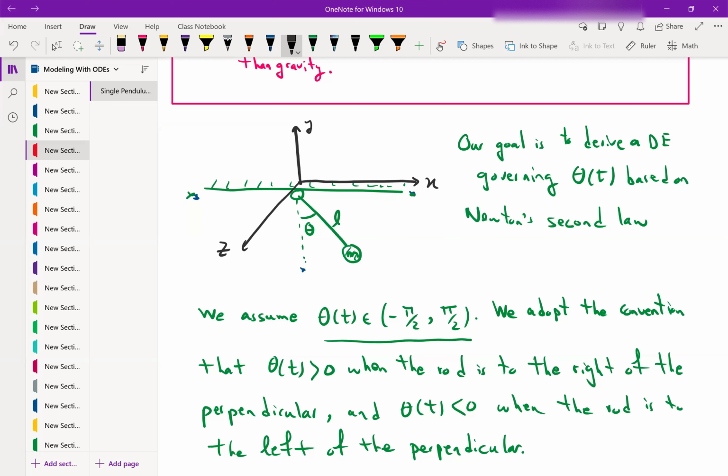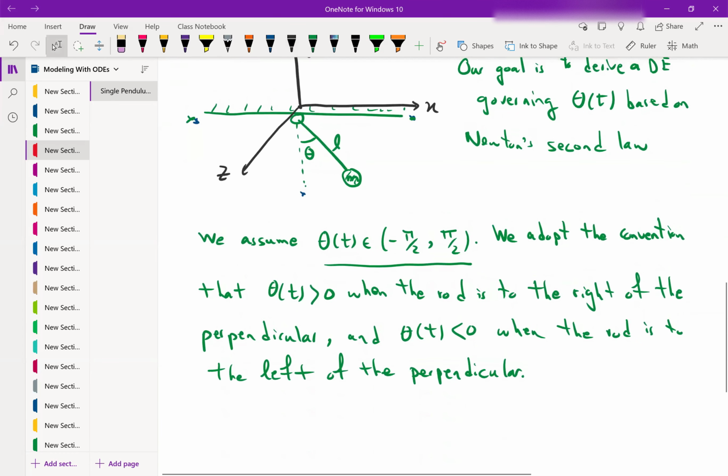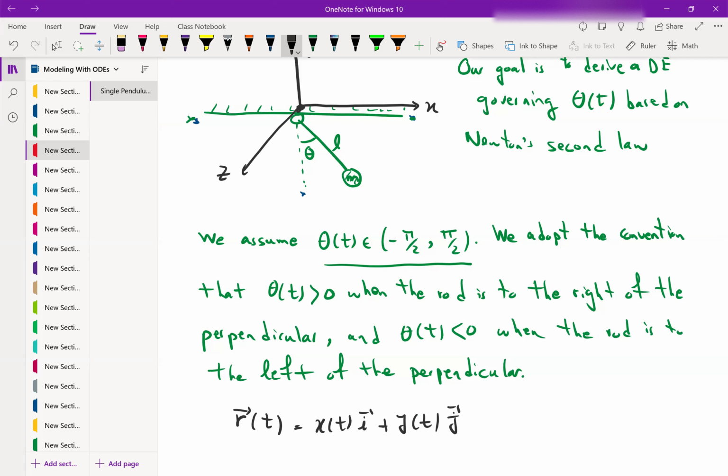And now I'm going to introduce the notation for position. I'm going to denote the position vector as usual, I think I always denote it by r of t. The position vector is the vector that connects the origin of my coordinate system to the position of this mass m. That vector is the position vector. The body of interest here is the mass m, and then the position vector will be obviously x of t times i plus y of t times j plus 0 times k. There is nothing happening in the z direction.